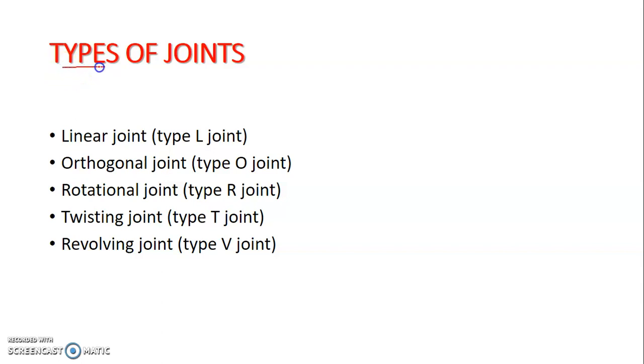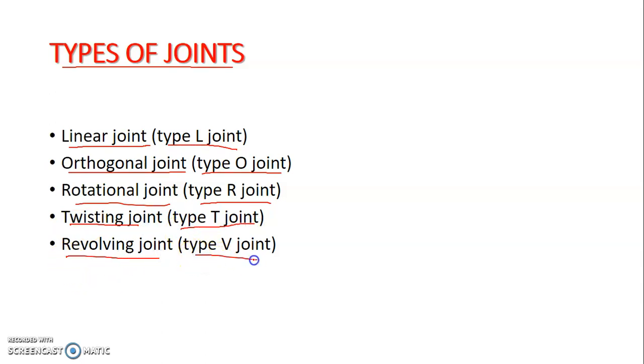Now we are going to understand the different types of joints used in industrial robots. There are five different types. The first is the linear joint, shortly called the L joint. Then the orthogonal joint, the O joint; the rotational joint, the R joint; the twisting joint, the T joint; and the revolving joint, the V joint. If you want linear motions, we can use the linear and orthogonal joints, which is another type of linear joint. If you want rotational motion, we can use the rotational, twisting and revolving joints. These are the main types of joints used in industrial robots.